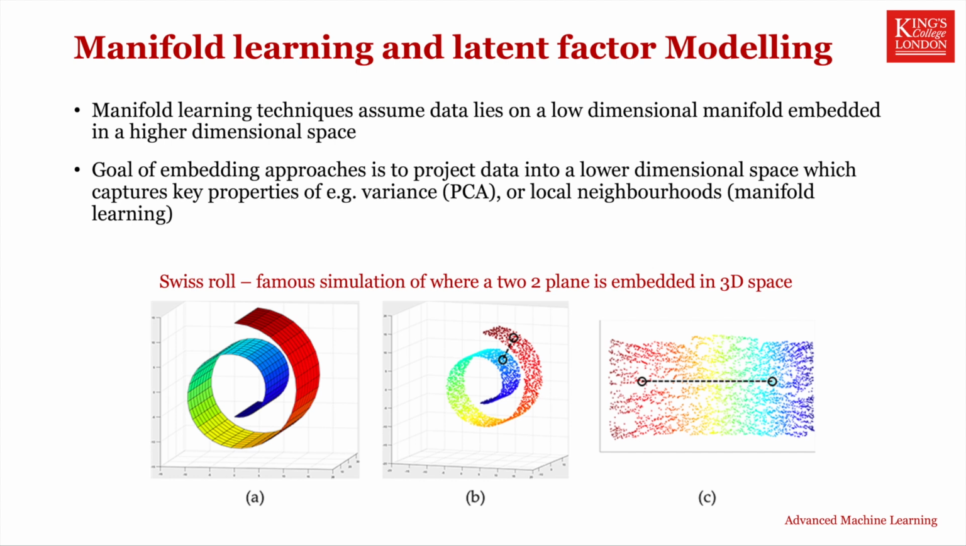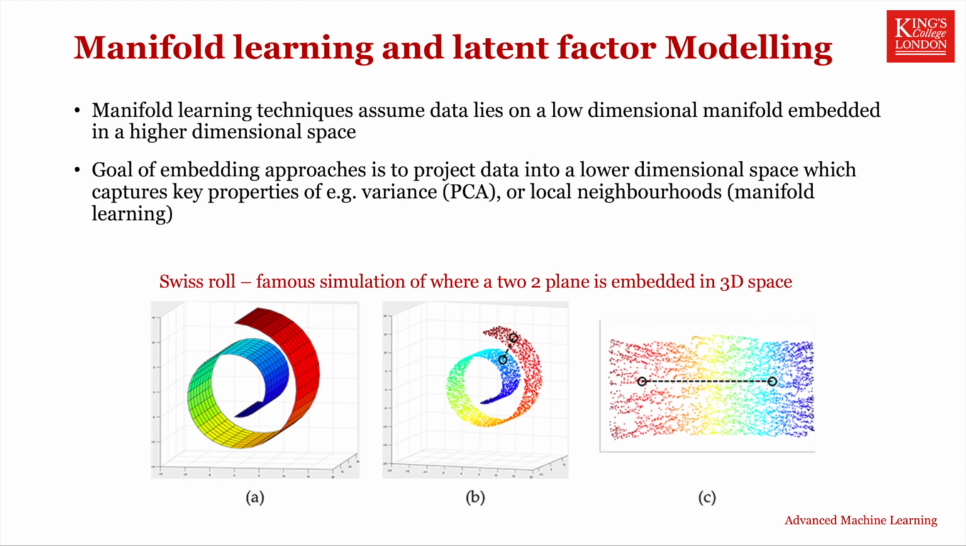So hopefully all of you have come across approaches for latent factor or manifold learning during your earlier courses on machine learning. These work by seeking to project data to a lower dimensional space which nevertheless captures key properties of the dataset. For example, the variance structure when we're using PCA, or the distribution of local neighbourhoods for manifold learning. Where in the specific case of manifold learning, the assumption is that data points lie on a low-dimensional, non-linear manifold embedded in a high-dimensional space.